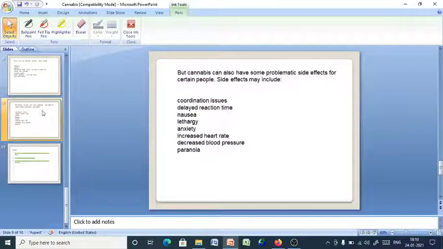But these are the most drastic effects, like coordination issues, delayed reaction time, nausea, very, very pronounced lethargy, anxiety, increased heart rate, decreased blood pressure, and paranoia. So these things are very much associated with the consumption of any type of cannabinoid products.